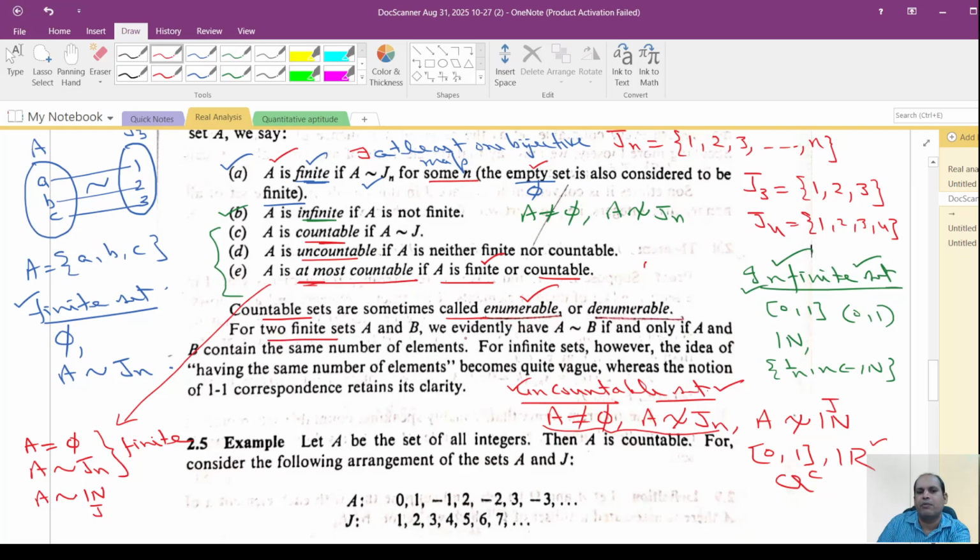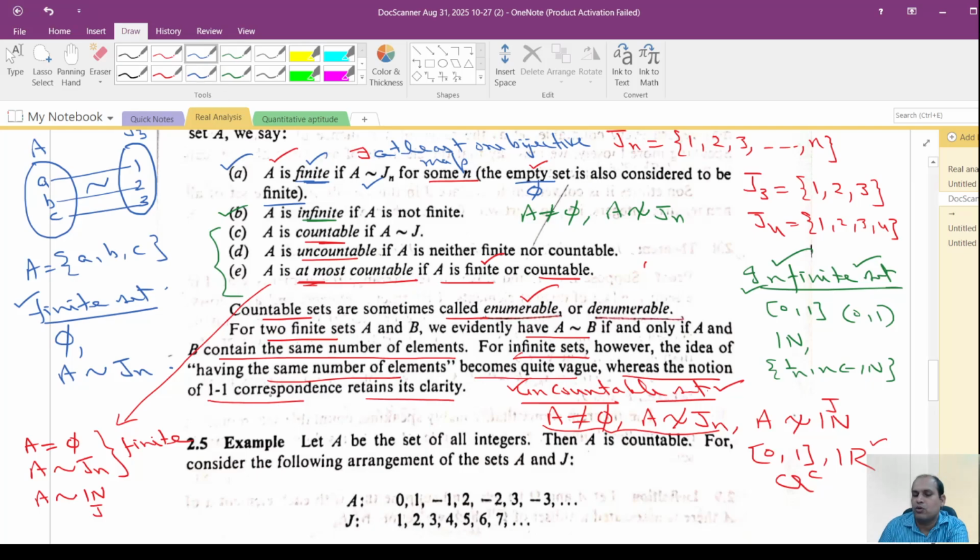For two finite sets A and B, we evidently have A is similar to B if and only if A and B contain the same number of elements. So this is a very good approach to show that two finite sets are equivalent: try to establish a one-one onto map, at least one bijective map between them. So both sets will have the same number of elements. But this concept is very vague in the case of infinite sets. However, the idea of having the same number of elements becomes quite vague, whereas the notion of one-one correspondence, that is a bijective map, retains its clarity.